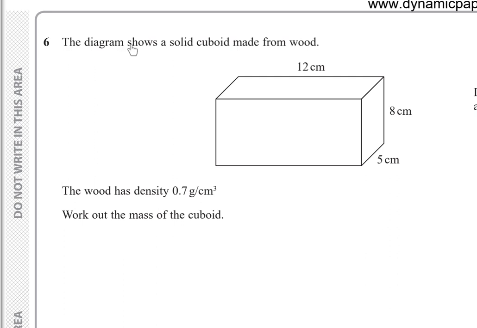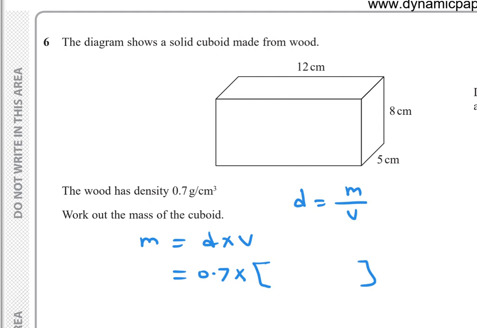Number 6. The diagram shows a solid cuboid made from wood. The wood had density 0.7 gram per centimeter cube. Work out the mass of the cuboid. Density equals mass over volume. So mass equals density multiply the volume. So 0.7 times the volume. The volume is length by width by height. So 5 times 8 times 12, so equals 336 centimeter cube.